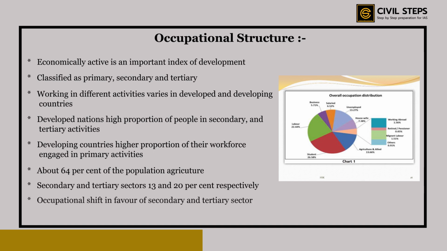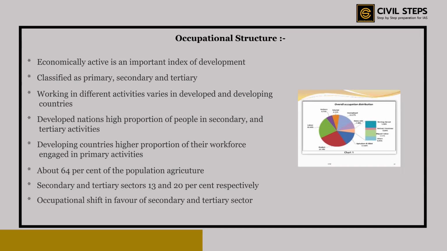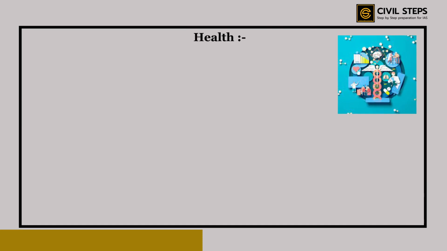There has been an occupational shift in favor of the secondary and tertiary sectors because of the growing industrialization and urbanization in the recent times. Now, another important determinant of quality of the population is health. Health is an important component of population composition which affects the process of development.